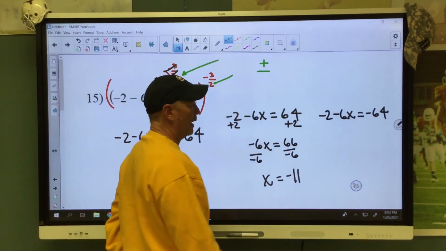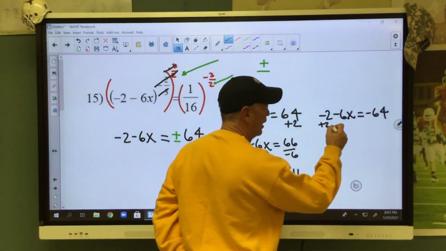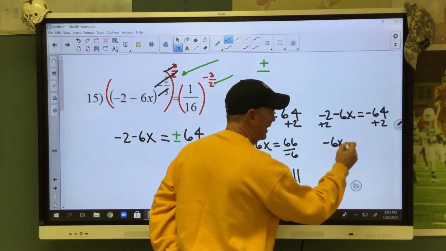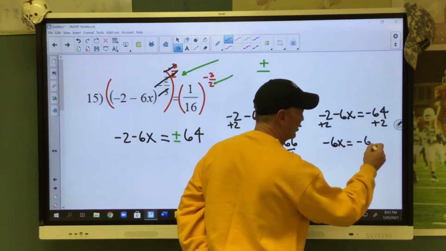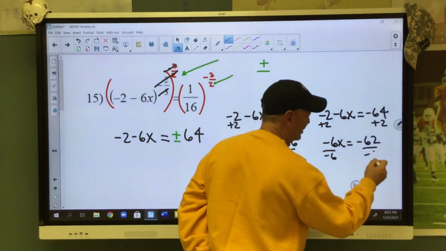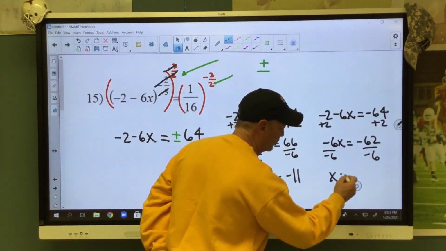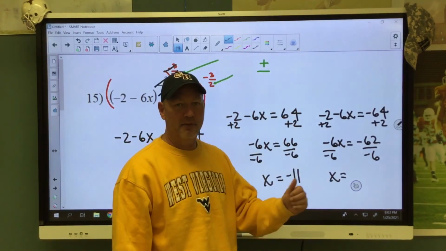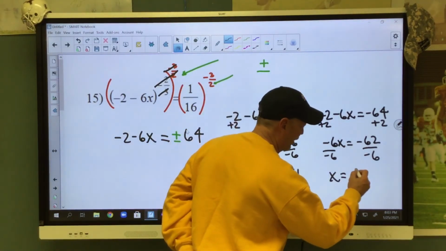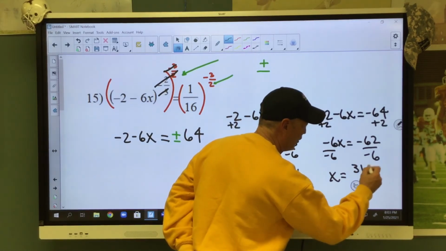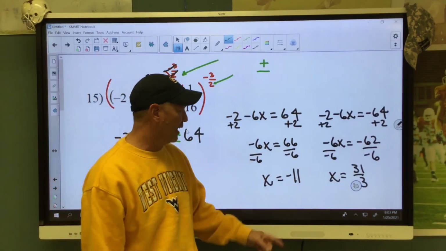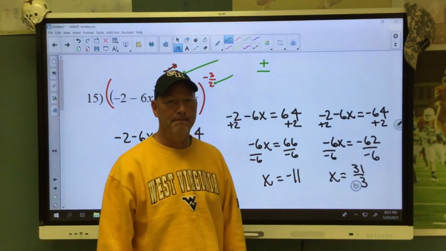Over here, I'm going to go plus 2, plus 2. Negative 6x equals a negative 62. Divide by negative 6, divide by negative 6. X equals a negative divided by a negative is a positive. And when we reduce, 2 goes in here 31 times. 2 goes in here 3 times. Those are my two answers, negative 11 and 31 over 3.